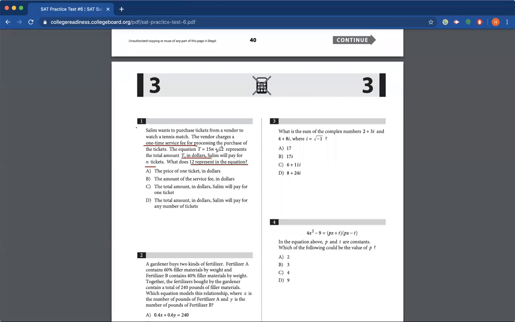Whenever you have this, this is a fixed amount. It's not going to change. If n increases, your 12 is not going to change. So that's not the price of one ticket. It's actually $15, because if you buy 2 tickets, the money should go up. This is the service fee, yes, because it's a fixed amount. Total amount of dollars, no, that's T, and we don't want total. So the first answer is B. Any questions on that first one?